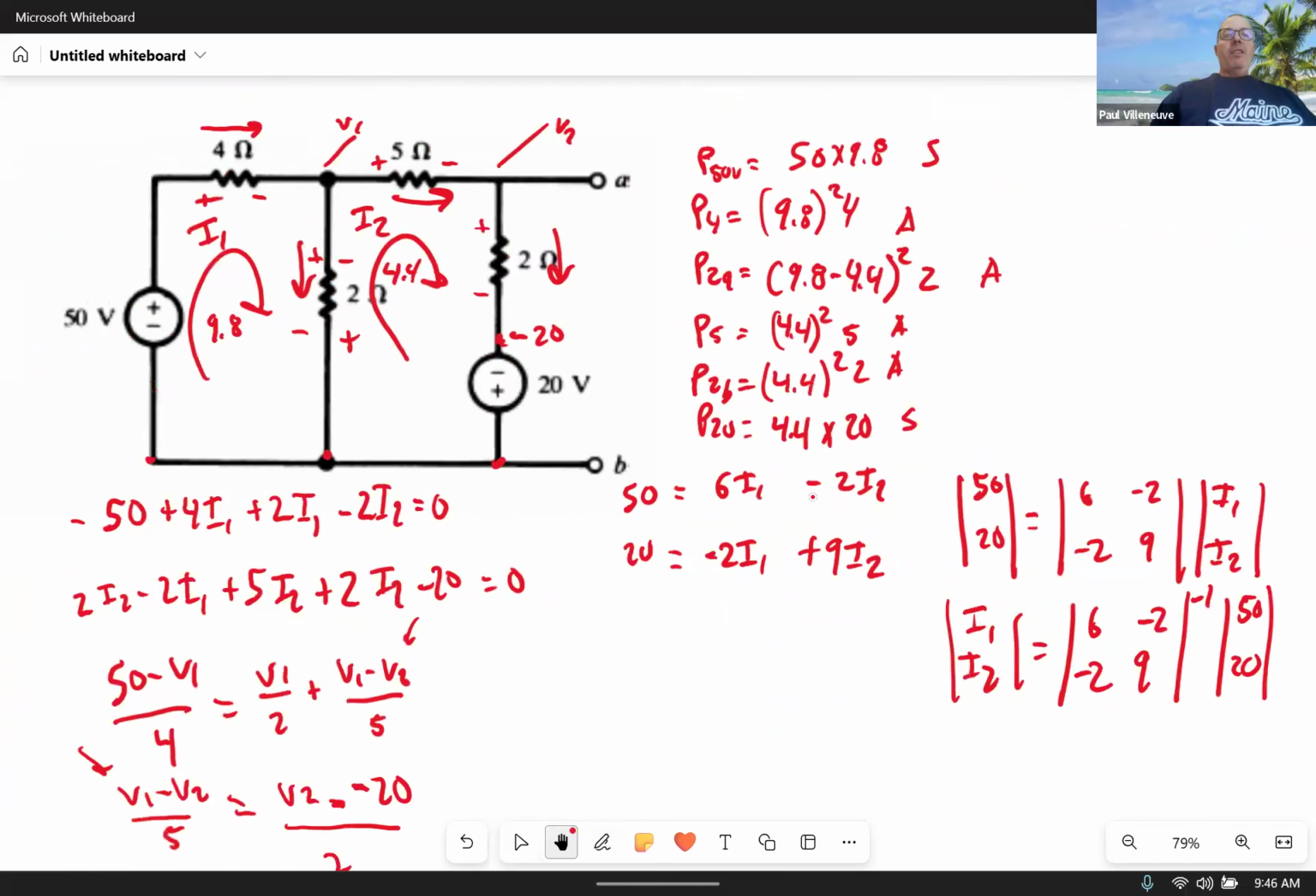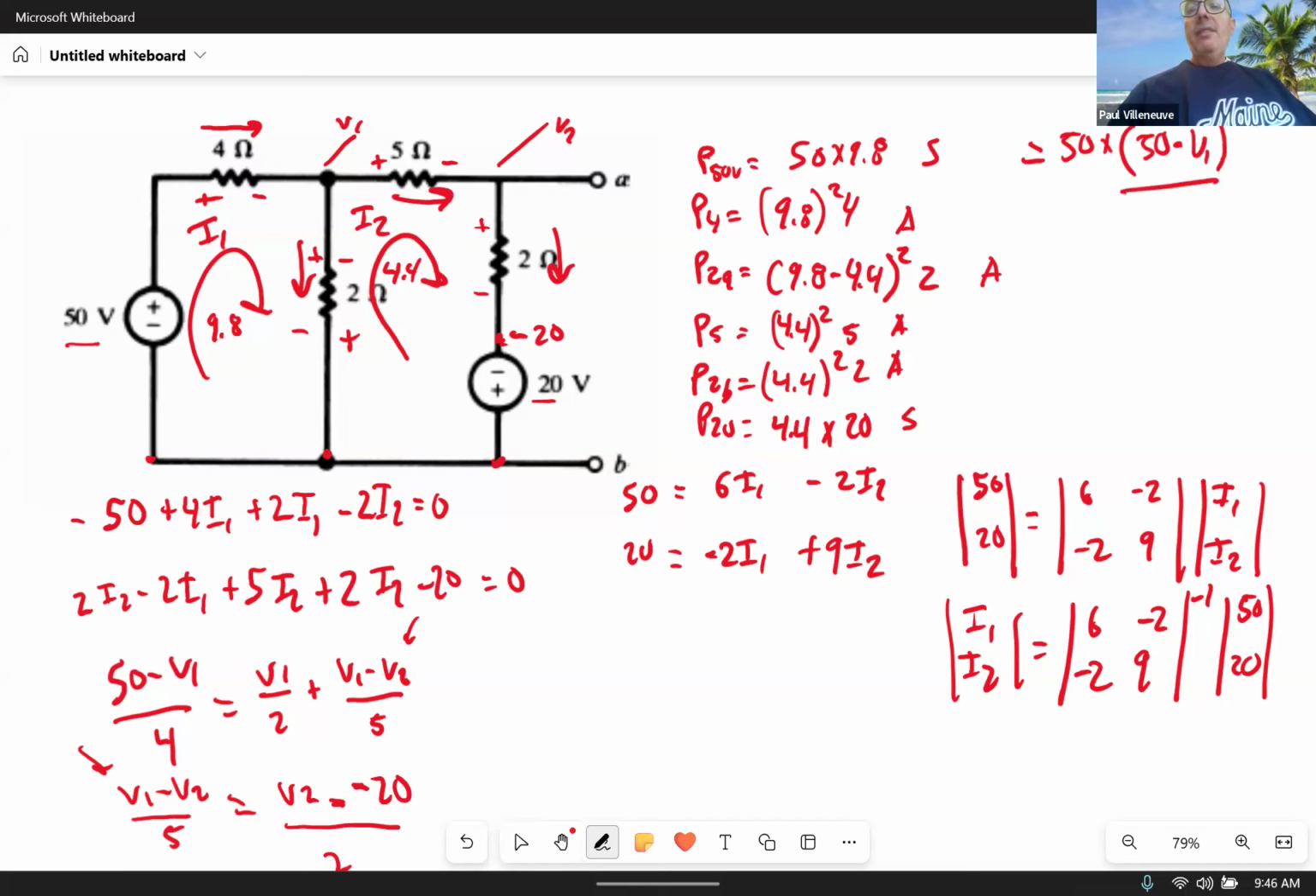Okay, so now to do my P delivered, P absorbed, I've got to do a little bit of additional work, right? Because I don't know what the current through the 50 volt is, and I don't know what the current is here. So how would I go ahead and solve for that? Well, I could also say it's P50, which is going to be equal to 50 volts times, and I'm going to put these in parentheses, (50 - V1) divided by 4, right? That's V times I.